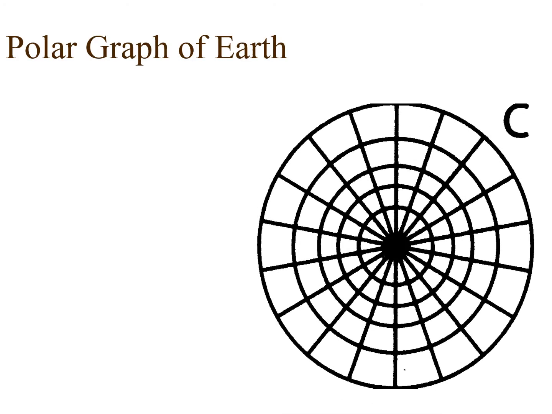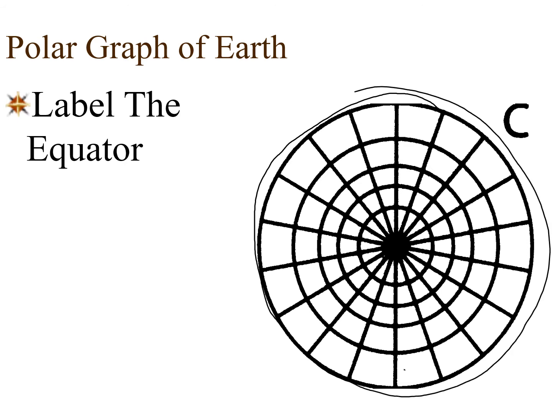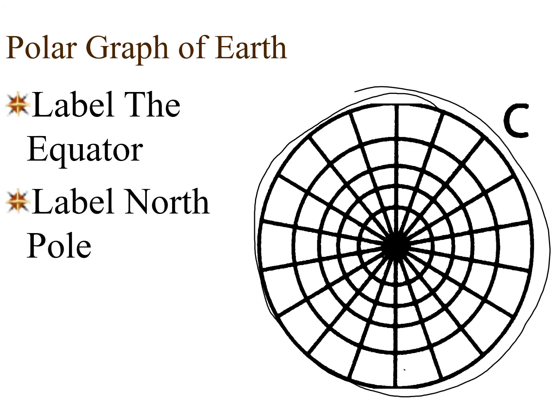Now, if you look at a polar graph of the Earth, this would be looking from the North Pole or the South Pole. Label the equator. Which line would be the equator here? It's kind of confusing when you're looking down on the globe, but I hope you could see it would be the outermost line here. The outermost line must be the equator. Label the North Pole. Well, the very center of this would be the North Pole.